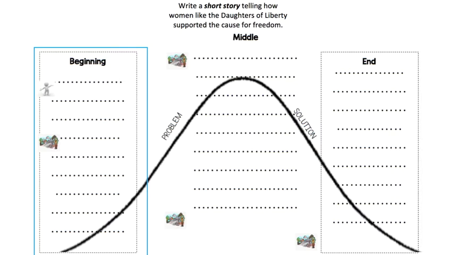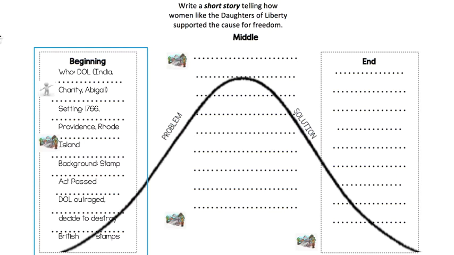So let's start with our beginning. Looking back to our note catcher, I know in my beginning I need to establish my setting, my characters, and my background. So I'm going back to my note catcher, and I can see that my characters will be the Daughters of Liberty, India, Charity, and Abigail. And again, I abbreviated Daughters of Liberty to save myself some time. My setting is 1766, Providence, Rhode Island. And my background is that the Stamp Act was passed, the Daughters of Liberty are outraged, and they decide to destroy British stamps. So my beginning pretty much covers what I read in Act 2.